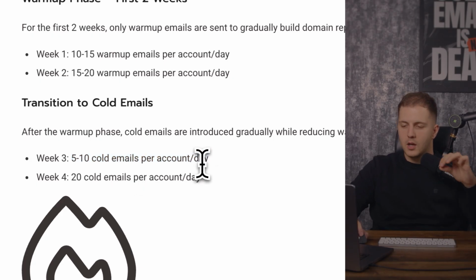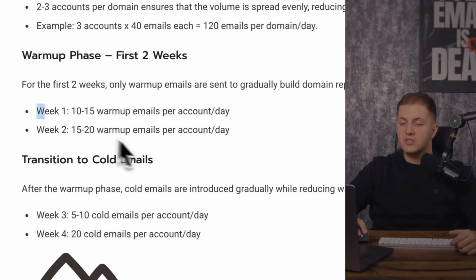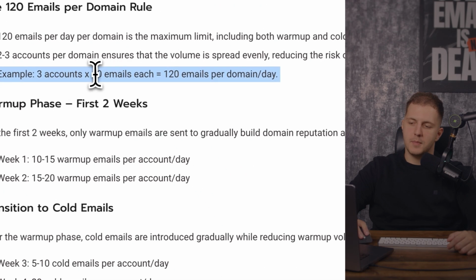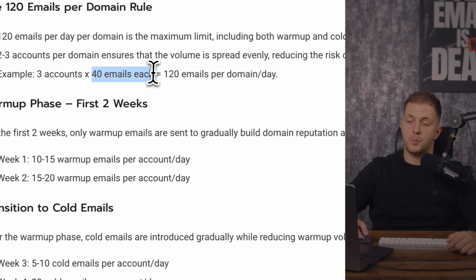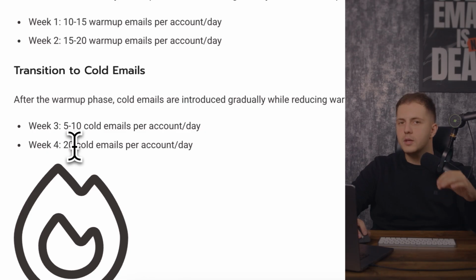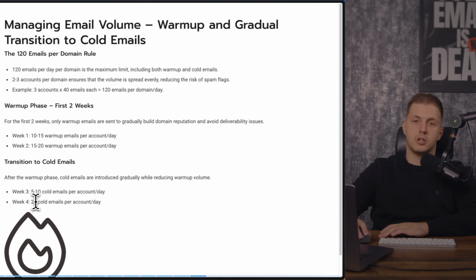Now, keep in mind, during week 3, week 4, and going forward, the warm-up process is still enabled. That's why at this point we said 40 emails per email account per day, but we need to send 20 warm-up emails. So that means that even after 4 weeks, the maximum cold emails that we can send in a single day from a single account is actually 20.